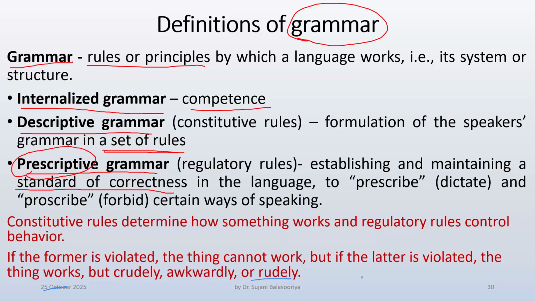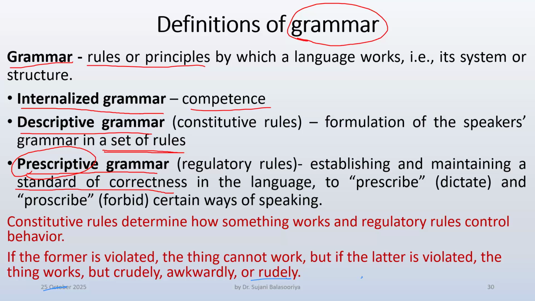Talking about medicine, right? But we have prescriptive grammar here. Prescriptive grammar means there are some grammar rules in any language. We have to follow these rules in order to correctly use the language, to maintain a standard of correctness, right? To maintain a standard of correctness, we have to follow the grammar rules. That is what you mean by prescriptive grammar.